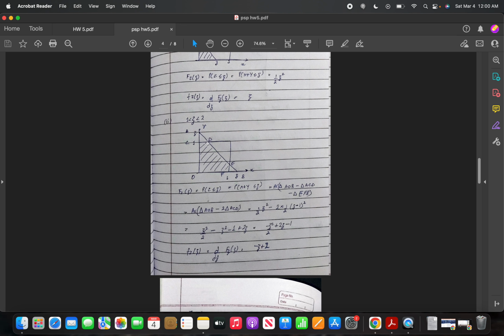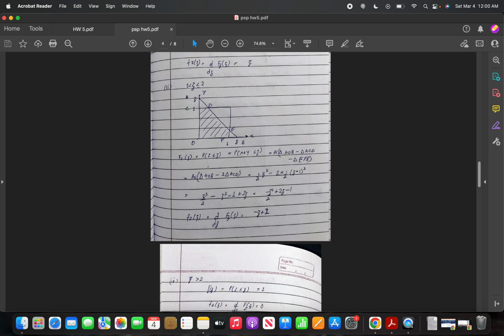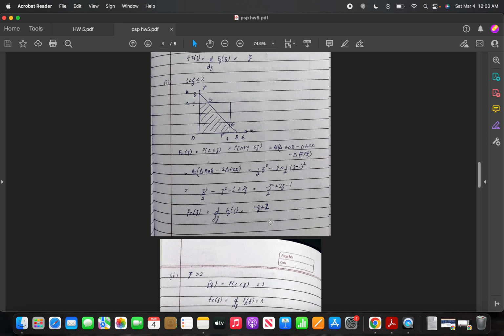And since these two triangles are same, we can say that it is area of triangle AOB minus 2 times area of triangle ACD. So the area of the bigger triangle is half Z square, and the area of the two smaller triangles is 1 by 2 times Z minus 1 whole square, because this is Z and this is 1, so this will be Z minus 1 and this side will be Z minus 1, and twice of this because we have two of these. And when we calculate, we can find the CDF as follows. Now to find the PDF, we can differentiate the CDF and we'll get it as minus Z plus 2.